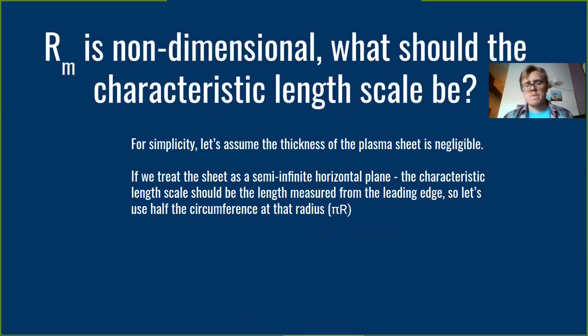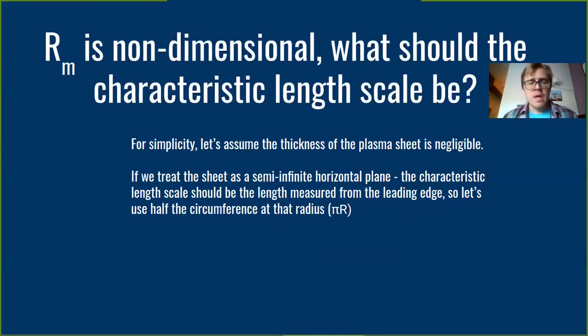And so the first thing I need to think through is, what should the characteristic length be? There's a number of ways you could tinker with this to get some different results. What I chose to do here is to assume that the plasma sheet has a negligible thickness. I think in reality it does have a reasonable thickness of a couple RJ, Jupiter radii, but for simplicity I'm going to make it negligible.